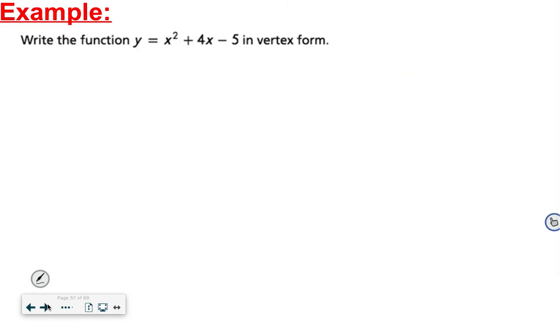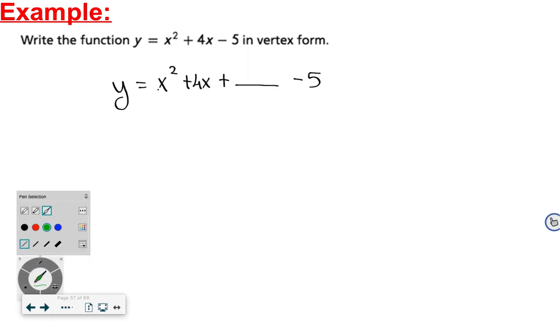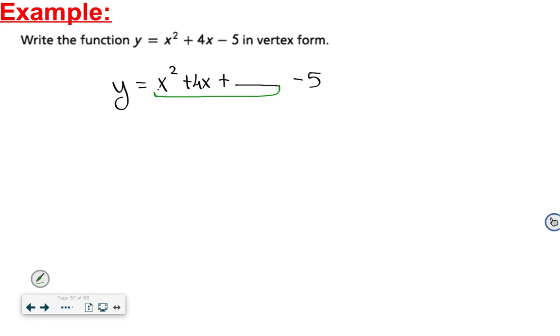Write the function y is equal to x squared plus 4x minus 5 in vertex form. y is equal to x squared plus 4x, there must be a number, I don't know what number that is, minus 5. To be able to write this expression as a perfect square trinomial, you need to divide this by 2. 4 divided by 2 is 2. Take the square, which is equal to 4. So this number must be 4.